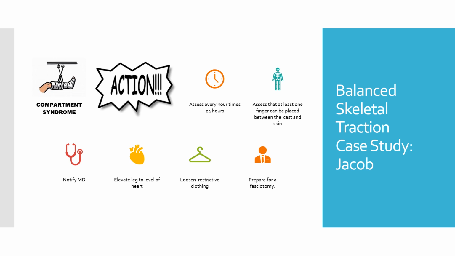So what we're going to do, we're going to take action. We're going to assess his pulses, do his 5 P's checks every hour for 24 hours, neurovascular checks. We're going to assess that at least one finger can be placed between the cast and the skin. We're going to notify the healthcare provider. We're going to elevate the leg just to the level of the heart, not above the level of the heart, because we don't want to put such an angle that we cut off even more circulation underneath that cast. Loosen any restrictive clothing and prepare for a fasciotomy. So we're going to be preparing for surgery.